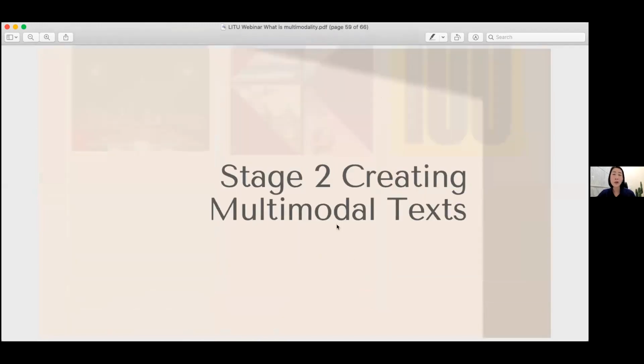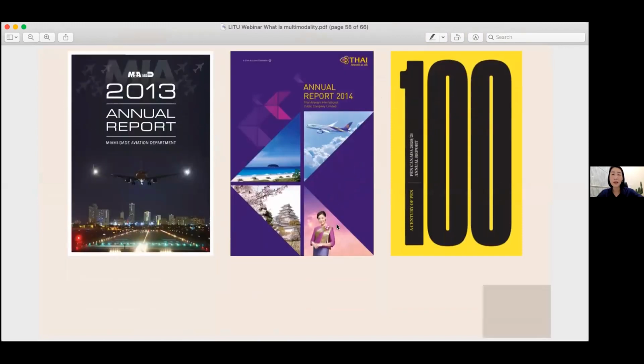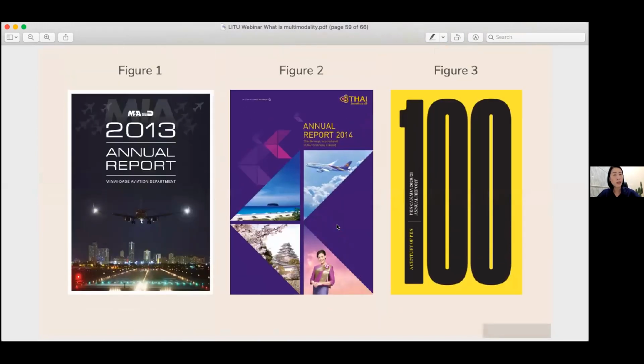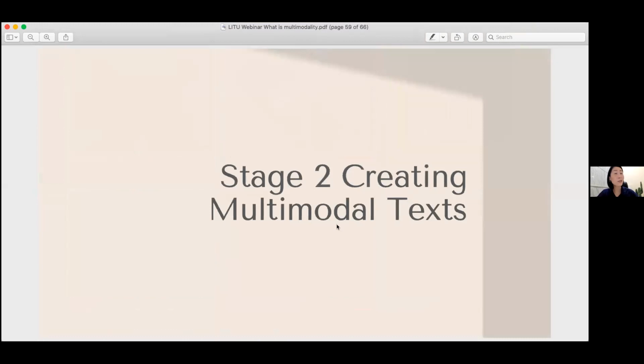Okay. So I'm thinking we don't really have time to look at these, but that's okay. No, let's move on to stage 2. Stage 1 was analyzing the text, right? And now it's time to create, right? Once you think that you have prepared them enough and they have enough exposure to multimodal text, then it is time for them to create, of course.